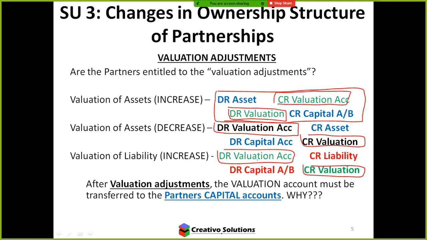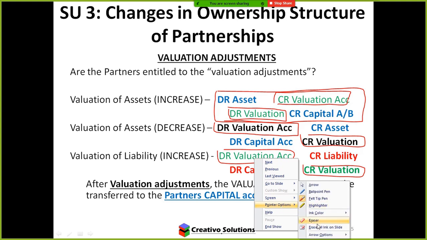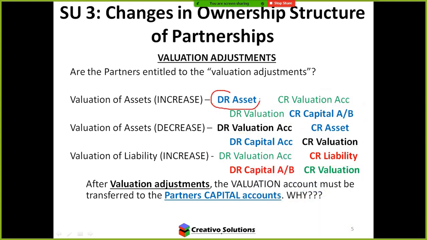Right, the most important thing to remember is this. The debits and the credits in terms of the effects. Right, so when assets increase, you increase the asset, you increase the capital. Okay, the valuation account will sort itself out. Yes. Don't worry about that. You can literally just substitute it in, that's all.